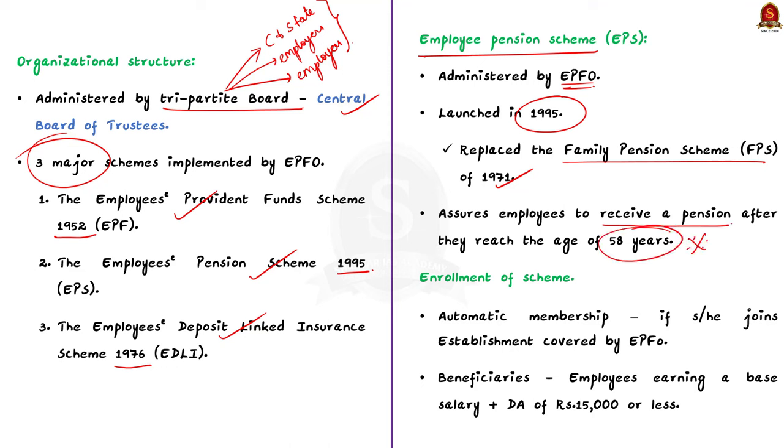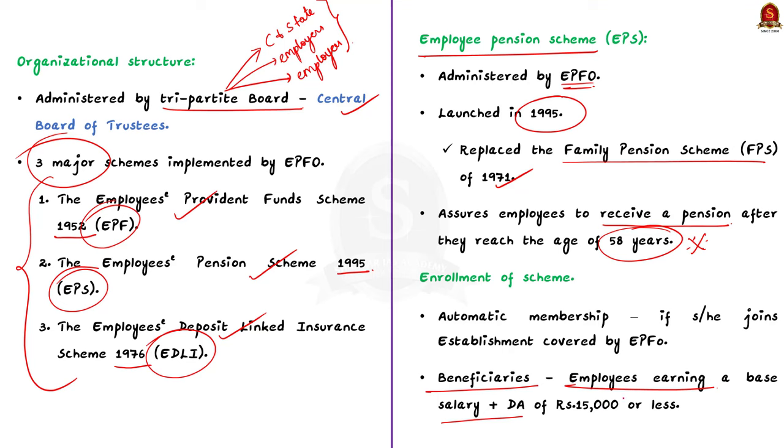Now let us see the process of enrollment for the scheme. Know that when an employee joins an establishment covered under the Employees Provident Funds Act 1952, they automatically become a member of all three schemes administered by EPFO, that is EPF, EPS and EDLI. The beneficiaries are the employees earning a base salary plus dearness allowance equal to 15,000 or less.